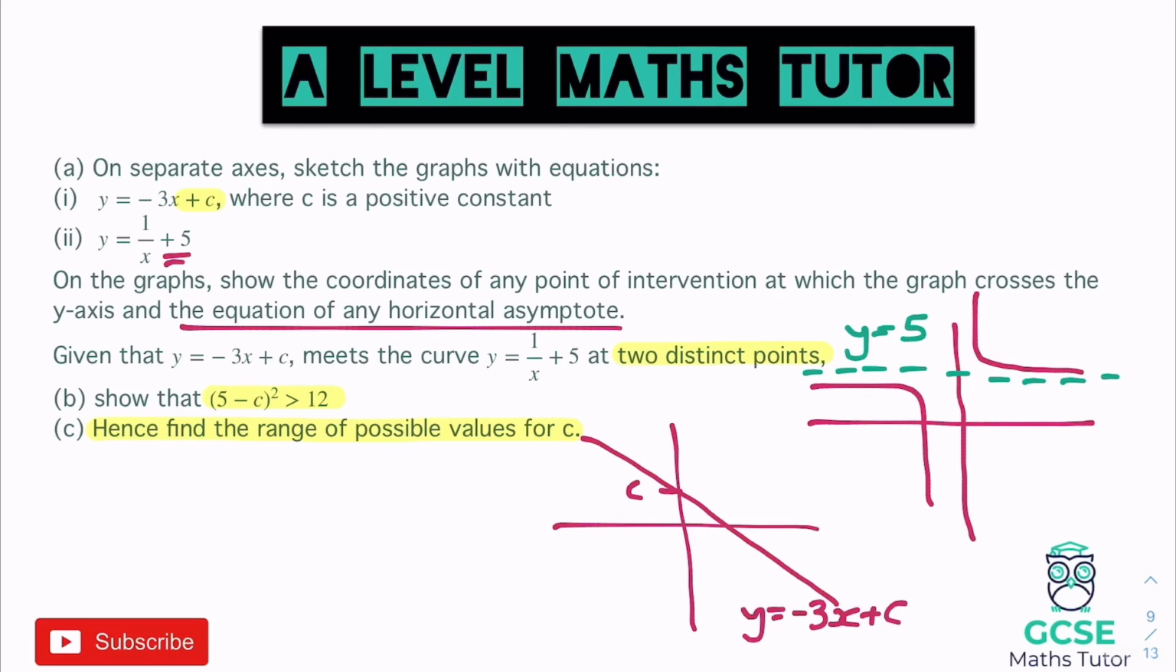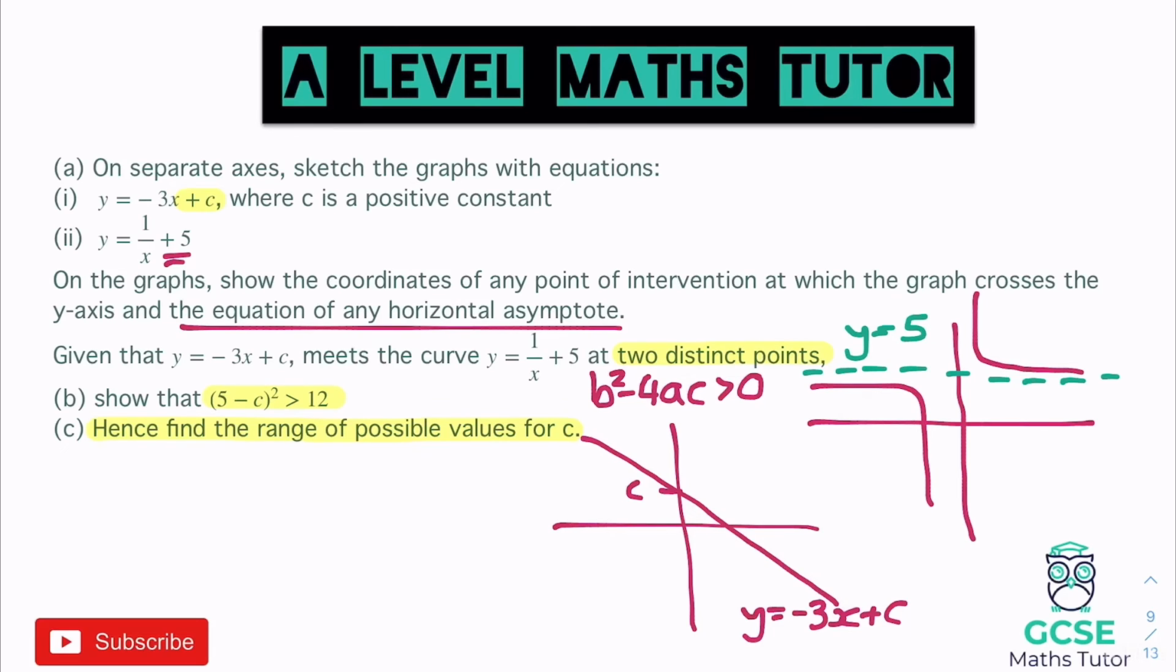Now let's have a look at the next part. So it says, given that the straight line there meets the curve at two distinct points, show that 5 minus c squared is bigger than 12. Now that should be okay. If we set them equal to each other like we normally do, hopefully we'll get a quadratic, and then we'll be able to look at the discriminant here in terms of two distinct real points. Remembering that the discriminant when there are two distinct real points means that b squared minus 4ac is going to be bigger than 0.